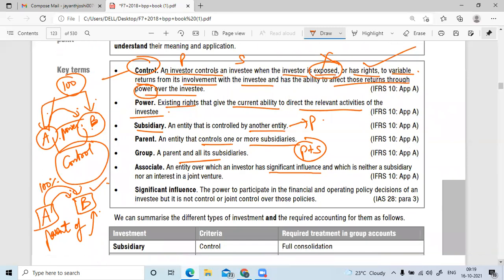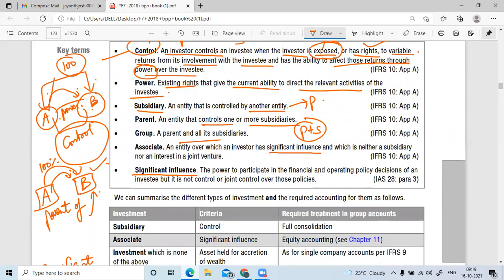Significant influence is the power to participate in the financial and operating policy decisions of an investee, but it is not control or joint control over these policies. So XYZ is an associate of ABC, and ABC has the power to participate, not to force. Of course, because they are big investors, they can sit in the annual general meeting.